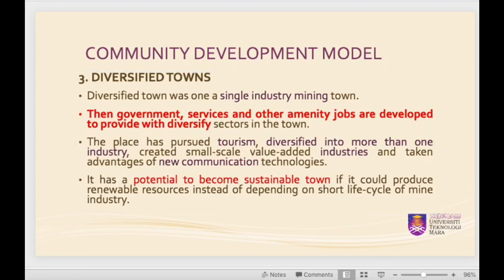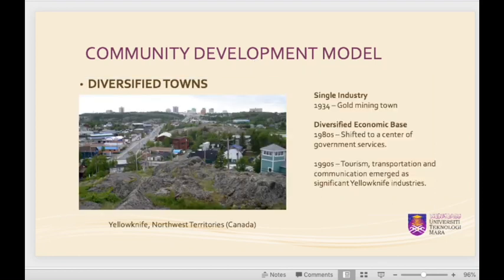Alright. This is the example of diversified towns in Yellowknife, Northwest Territories, Canada. Okay, you can see the description over here. In 1934, it was a gold mining town. And then in the 1980s, it underwent diversification, shifted to a center of government services, and in the 1990s, tourism, transportation, and communication emerged as significant Yellowknife industries.